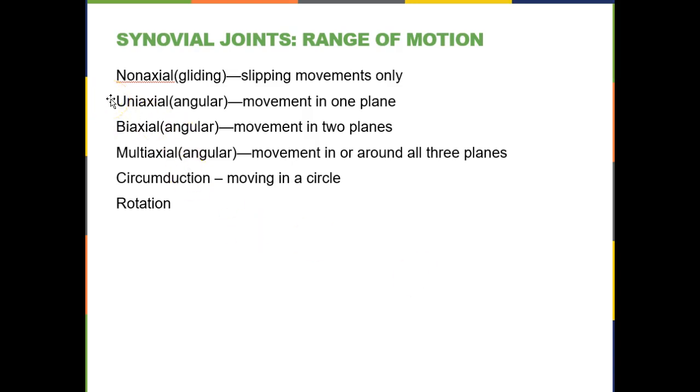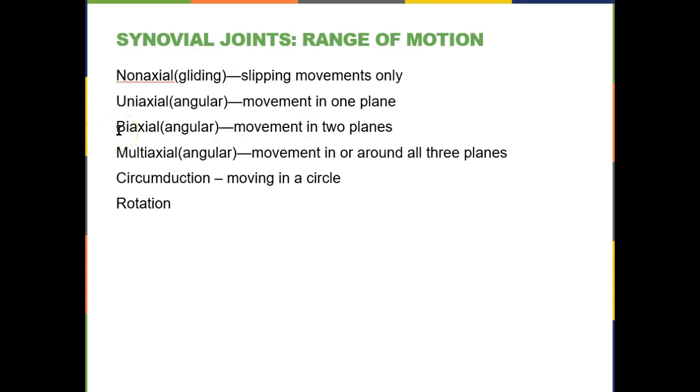Uniaxial movement is easy enough to describe. That's how your elbow works, right? You can change the angle, this is angular movement, between two bones along one plane of movement or one axis of movement. So that's how a door works, or the hood for your car.